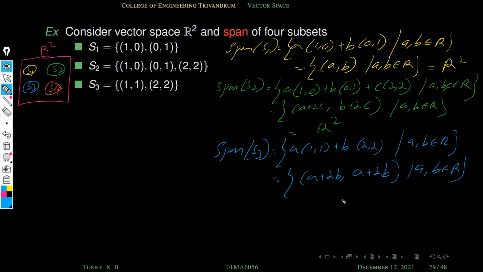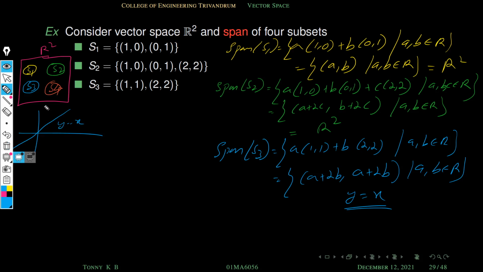So what is the span of S3? Geometrically, what is this? Whatever the x coordinate is, that is the same as the y coordinate. So geometrically, this is y equal to x. Clear? We know that y equal to x is a line like this. This is our y equal to x.